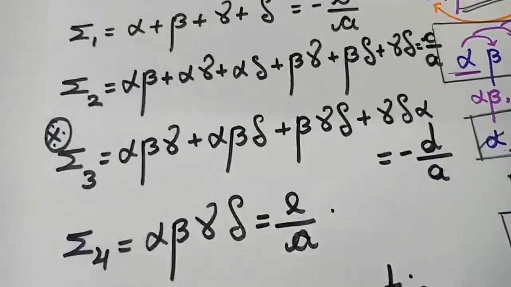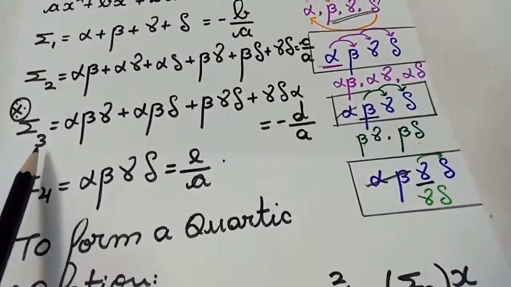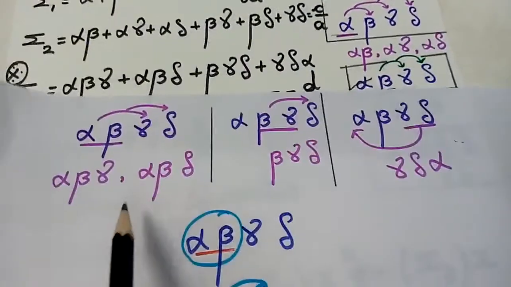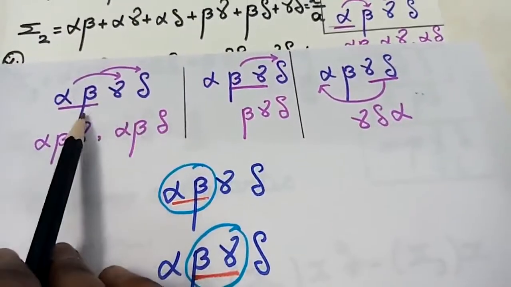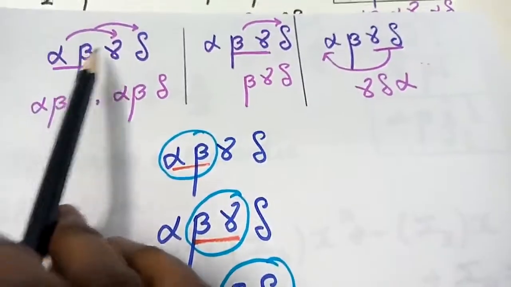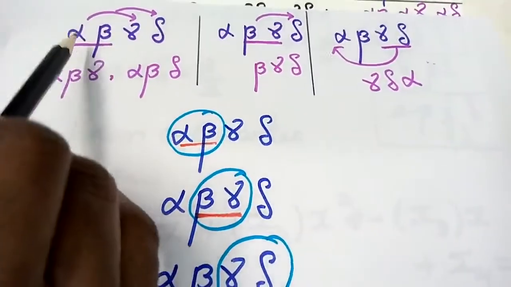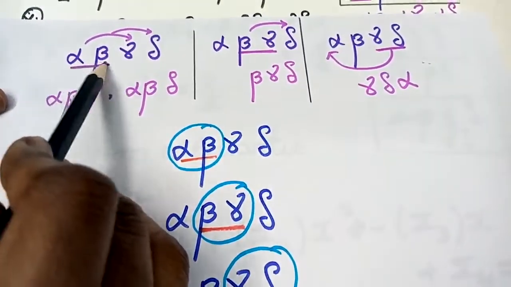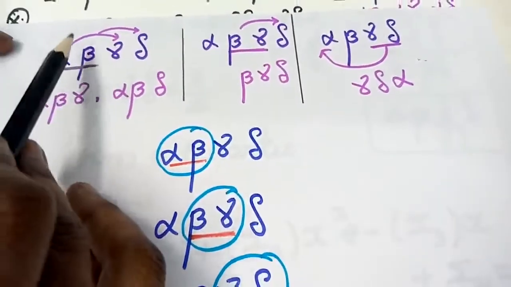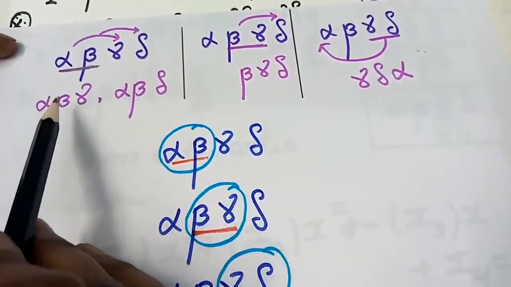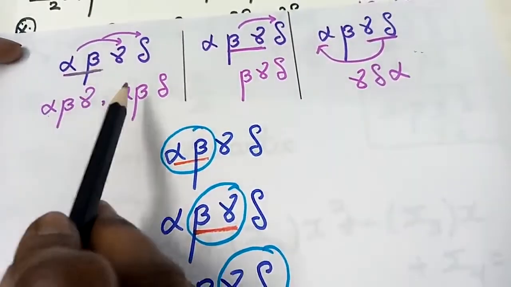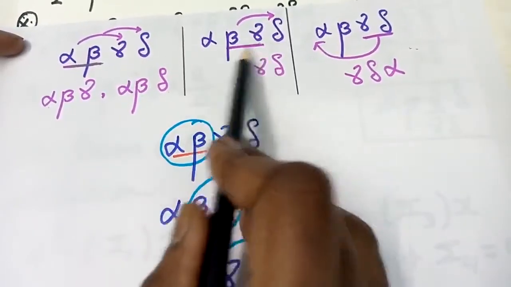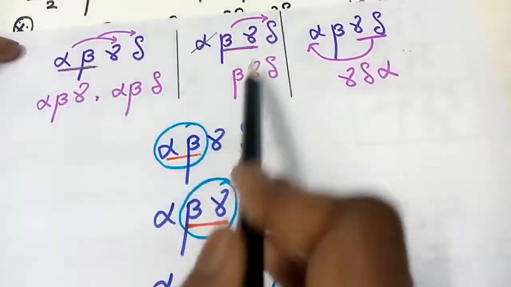Coming to summation 3. Before seeing this calculation, let me see this one. For summation 3, I am going to take alpha, beta, gamma and omega. I am going to fix alpha and beta as my constant. I have underlined them here. I am going to multiply the remaining 2 values. So if I multiply, I will get alpha, beta, gamma, alpha, beta and omega. The next one, I am going to fix beta and gamma and leave alpha. I will get this value.